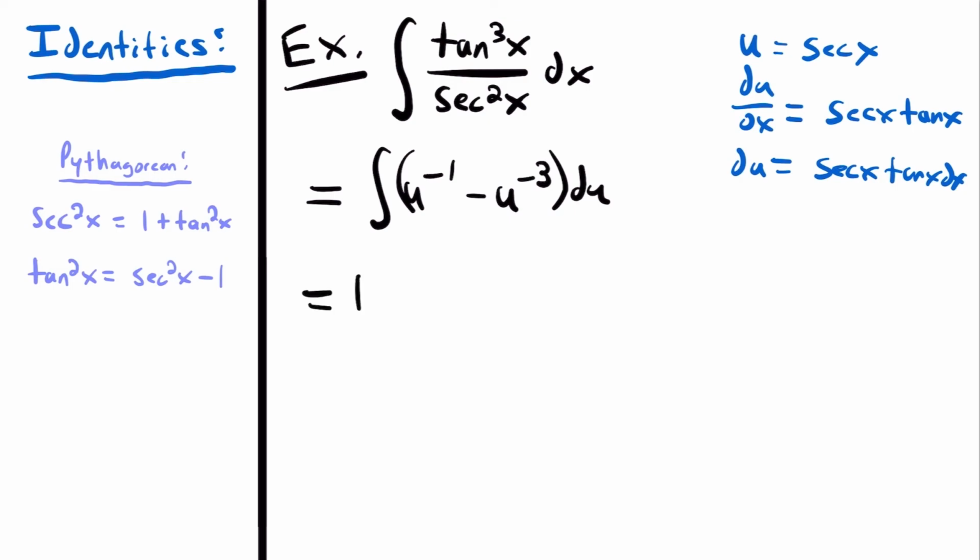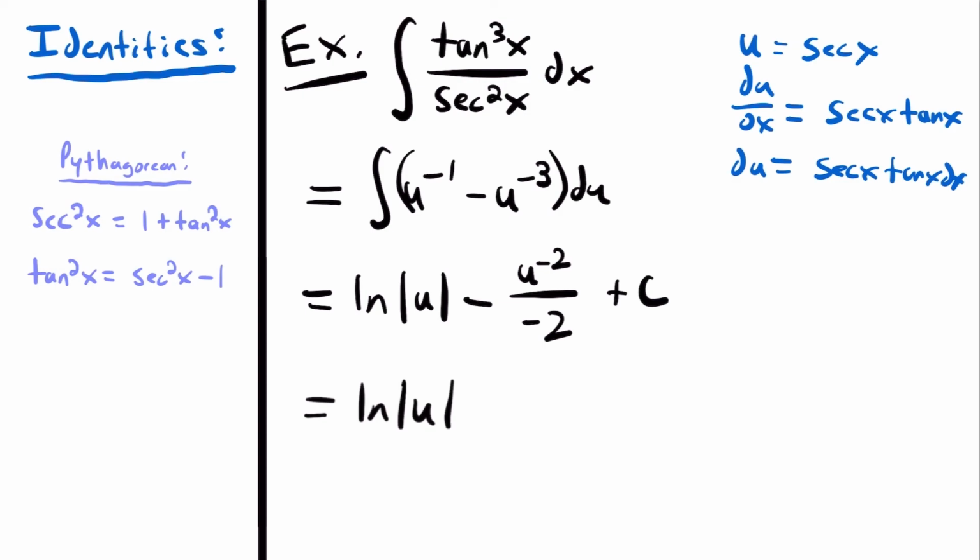This will be equal to the natural log of the absolute value of u, and then we will subtract the integral of u to the negative third power, which we can use the power rule of integration for. So we'll add 1 to that exponent to have u to the negative second power, and then divide by that new exponent of negative 2. And then don't forget to add plus c. And so if we simplify, these negatives will cancel out, and then we can move this negative exponent back to the denominator by making it positive. And so this is equal to the natural log of the absolute value of u plus 1 divided by 2 times u squared plus c.